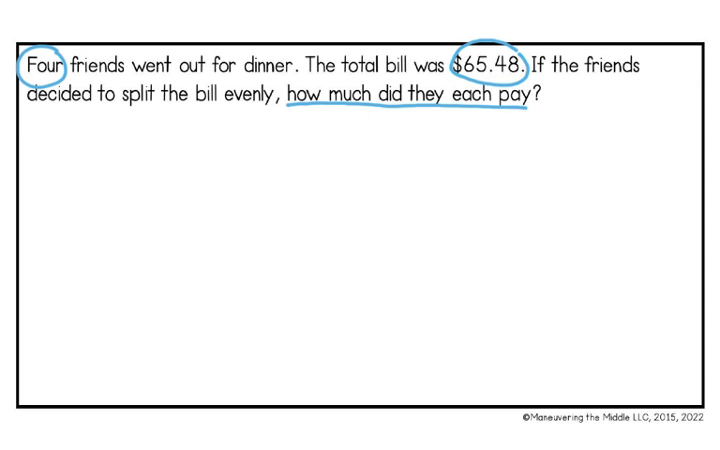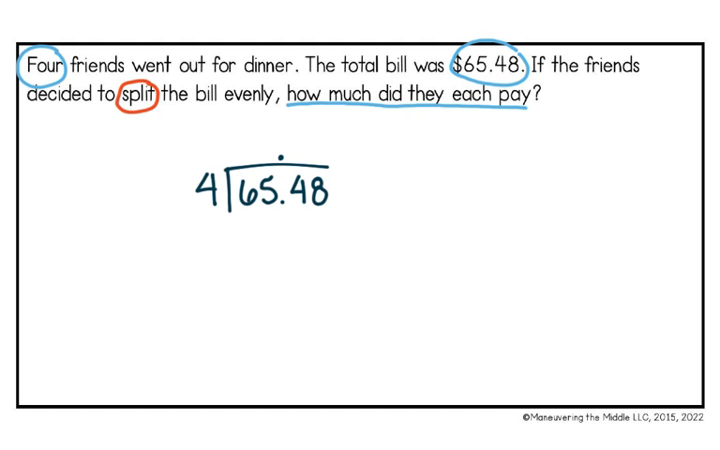And because it said split, I know we are dividing. Yes, I also know we are dividing because this whole entire lesson is on dividing. But when we see the word split, that means divide. So let's go ahead and set up our question. 4 on the outside, $65.48 on the inside. Make sure that we put our decimal in the correct place. And now we can go ahead and divide.